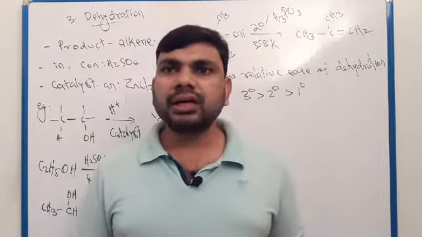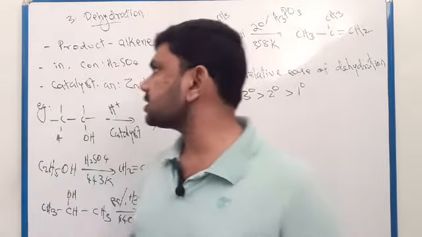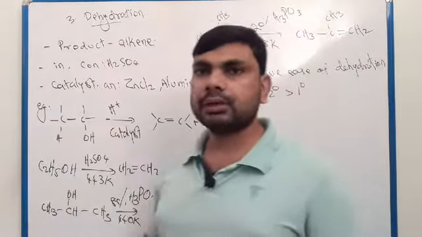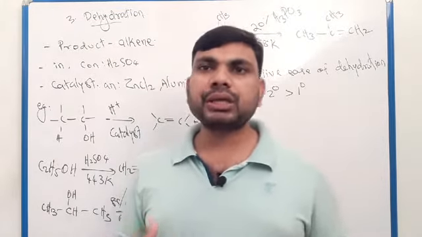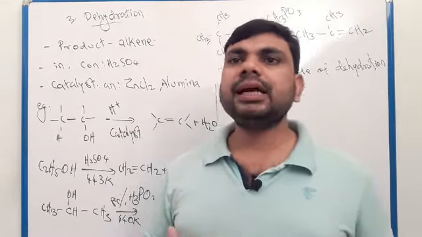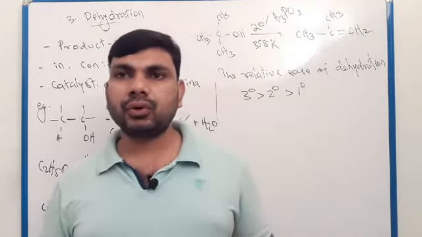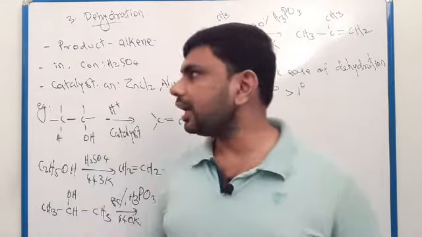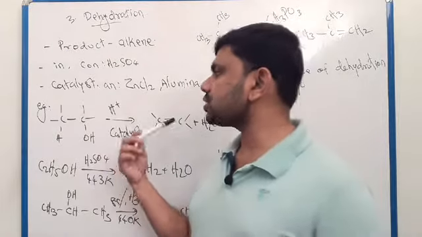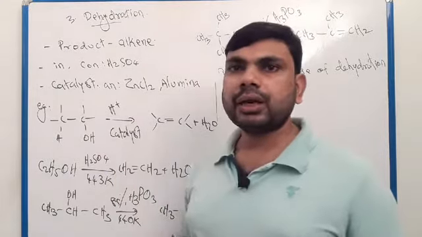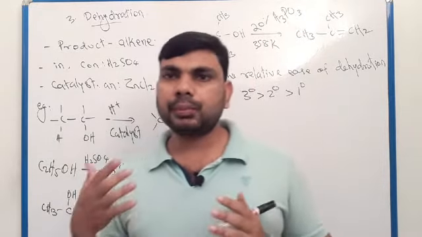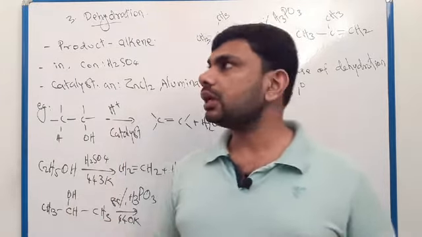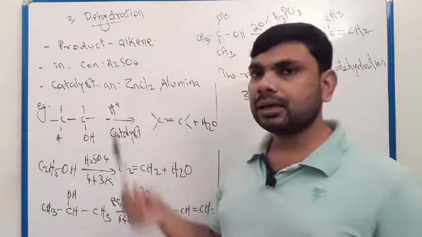Okay, next one, third chemical reaction we have to discuss here, dehydration. Dehydration means removal of water. Hydration means addition of water. After dehydration, alcohol will change to alkene. The product of alcohol after dehydration will be alkene.